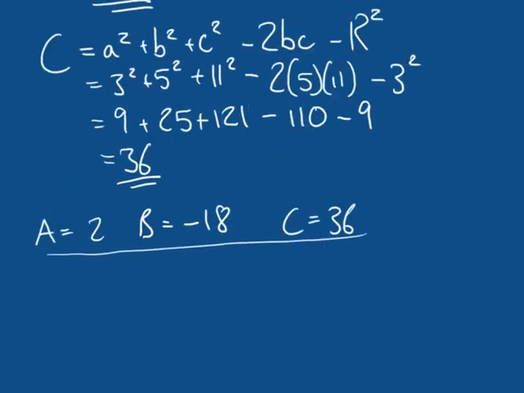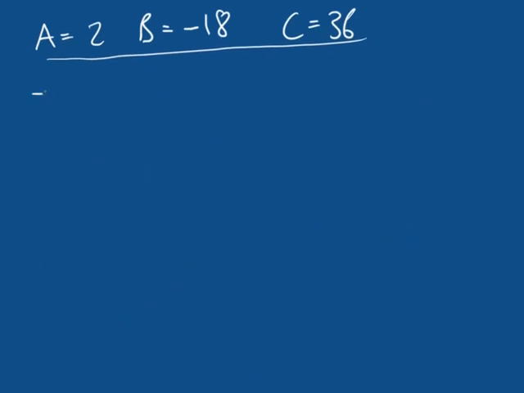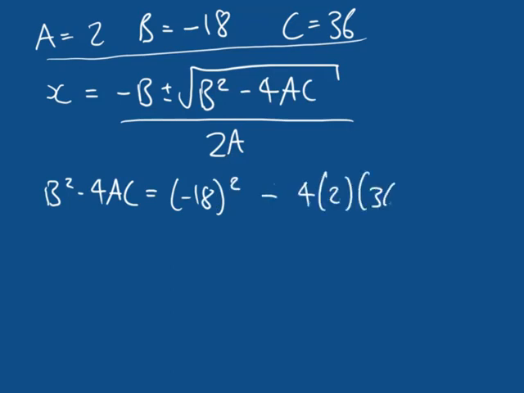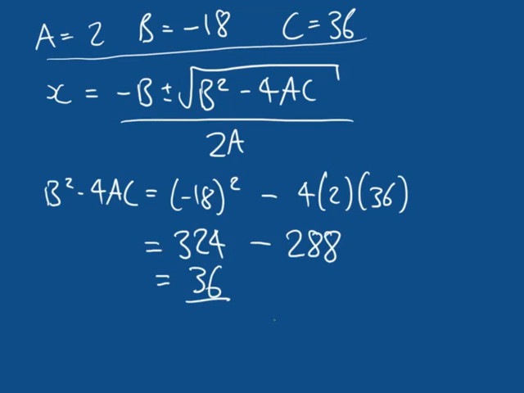With this information, we can use our quadratic formula to solve for x. So we know that x is equal to minus b plus or minus the square root of b squared minus 4ac all over 2a. And we need to find the value of b squared minus 4ac to determine do the line and the circle intersect. So b squared minus 4ac is equal to minus 18 squared minus 4 times 2 times 36. Well, minus 18 squared is 324, minus 4 times 2 is 8, times 36 is 288. So 324 minus 288 is 36. This is positive, therefore the line does intersect the circle, and there are 2 points of intersection.